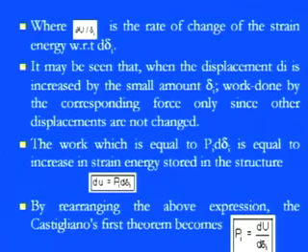It may be seen that when the displacement delta i is increased by a small amount, work is done by the corresponding force only, since the other displacements are not changed. So we are focused only on the small amount d delta i, and we are not considering the other displacements in this figure. The work done, which is Pi times d delta i, is equal to the increase in strain energy stored in the structure. So we can say that dU is equal to Pi, which is the responsible part, times d delta i.